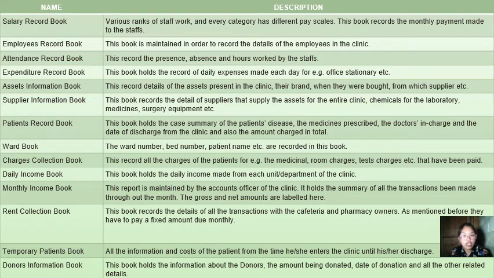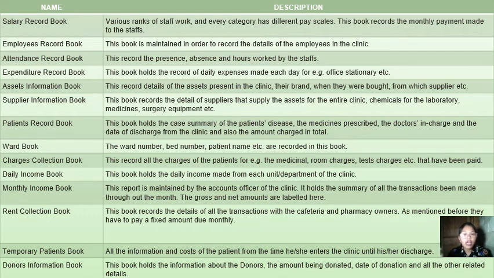The charges collection book is used to record all of the patient's charges such as medicine, room charges, test charges, and so on. When a patient visits the cashier for payments, the cashier records his case narrative, date of admission, date of discharge, medicines dispensed, doctor in charge, total charges, and form of payment in the patient's record book for future reference. The cashier copies the total charges into the daily income book when the patient pays and leaves the counter.